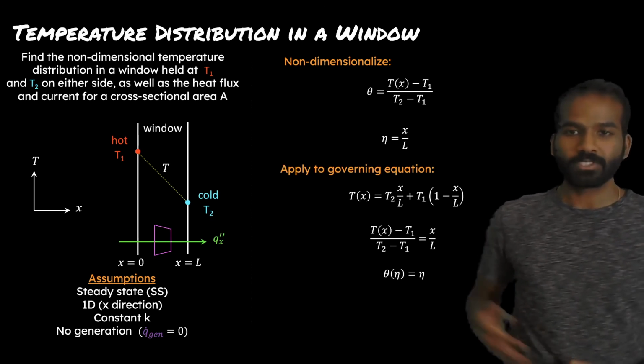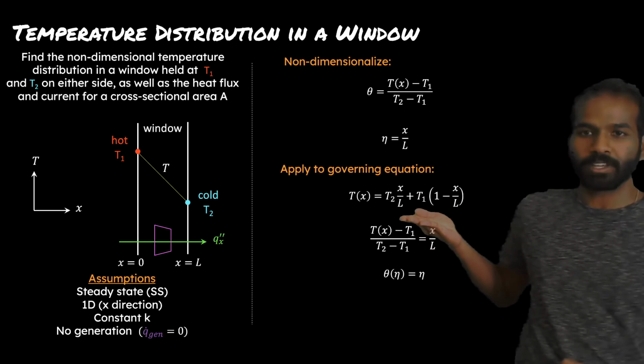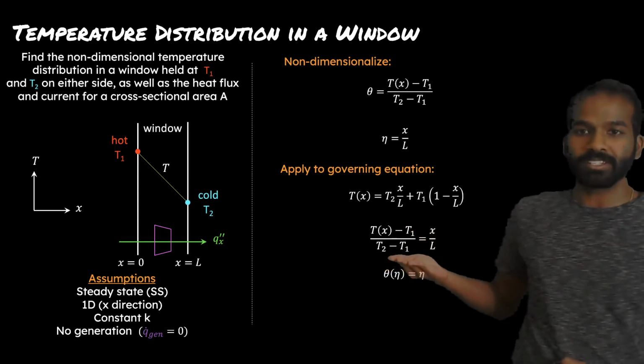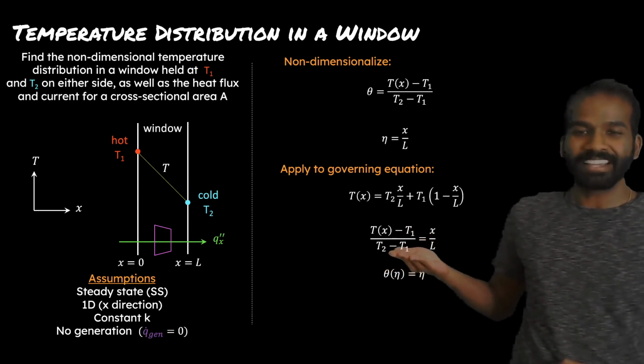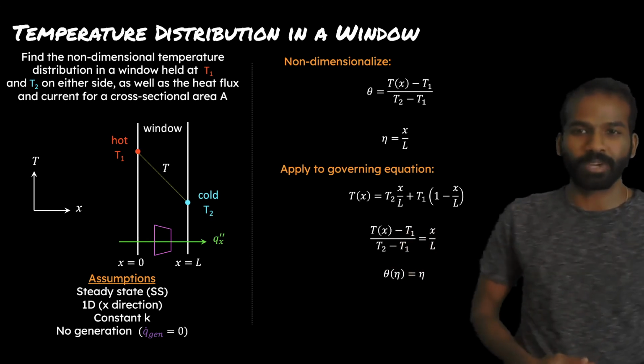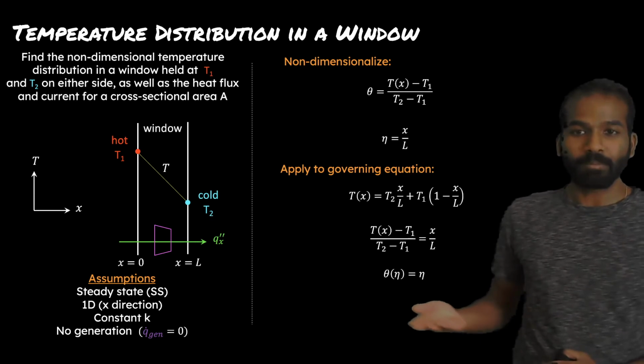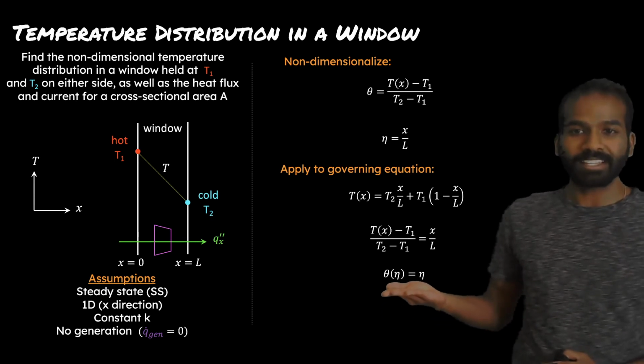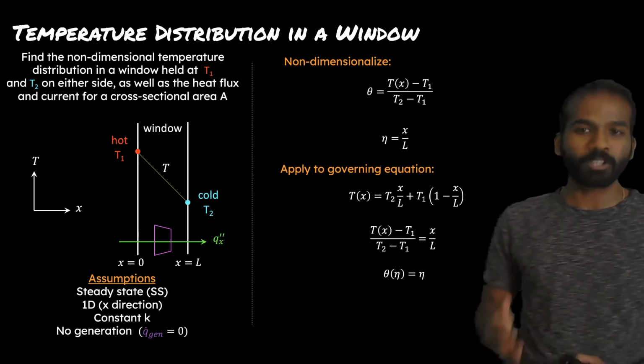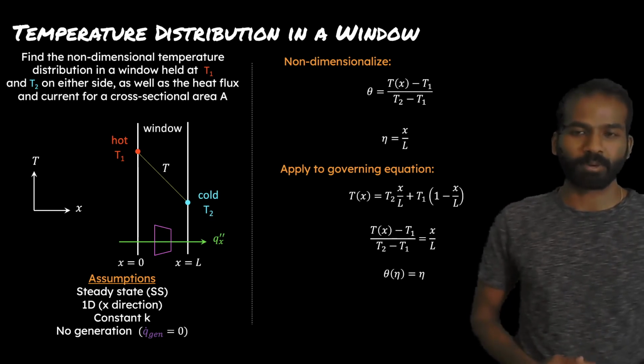We take now the solution that we just found a moment ago, we rearrange it, and we see when we rearrange it that these dimensionless groups naturally come from this equation. What we end up with then is simply that theta equals eta, a remarkably simple result for this problem.